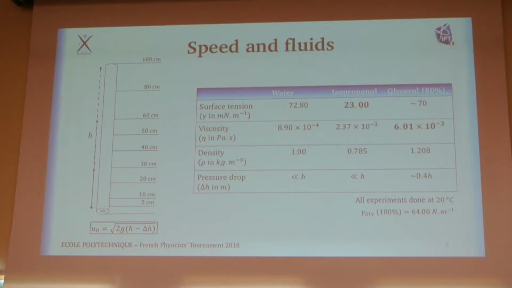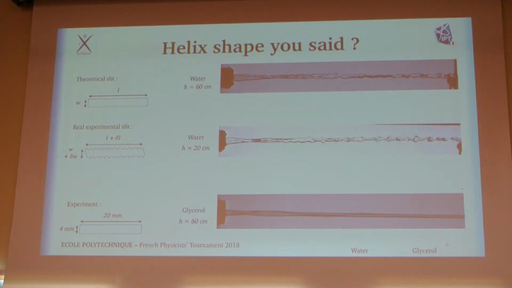And for the fluids, we use three fluids to change the parameters: water; isopropanol, which has a really low surface tension; and glycerol, to have a higher viscosity. We also use different heights, ranging from 5 centimeters to 100 centimeters, to change the speed of ejection.